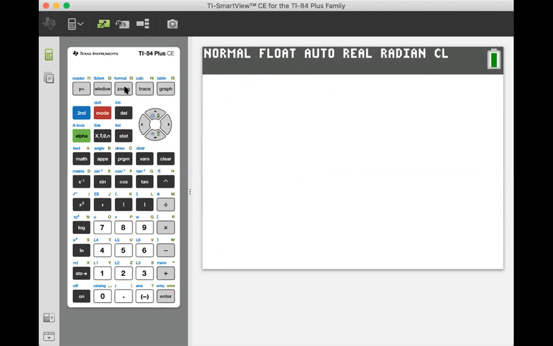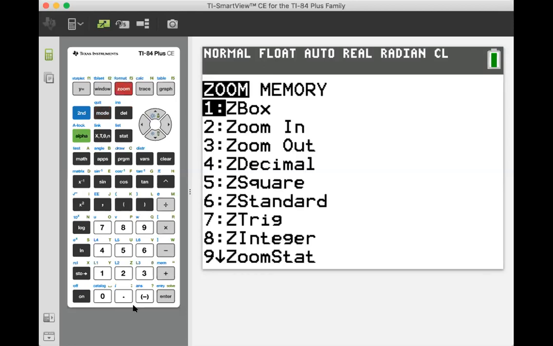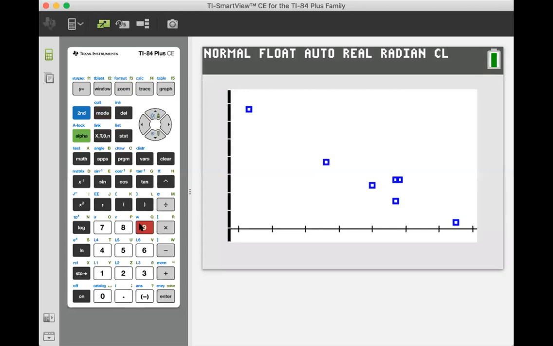Try one more time. Zoom. 9. There we go. I hit the wrong button. Okay, that's what our data looks like. Looks like we got a pretty good straight line here. But we won't know if it's significant or not until we run... not one-var stats, until we run LinReg t-test. All right, so let's get that done.